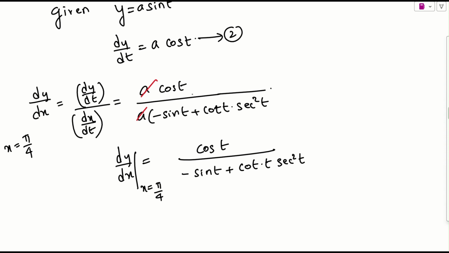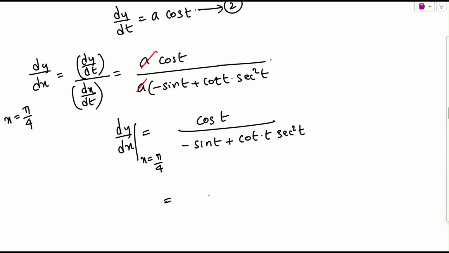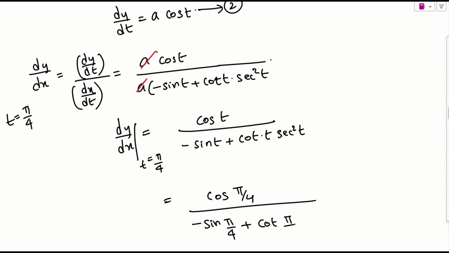Okay. Let us substitute this value. This is nothing but cos. Wherever t is there, we need to substitute pi by 4. This is not x. It should be t. I have forgotten it. So if I take t is equals to pi by 4, which is 45, let me substitute cos pi by 4 by minus sine pi by 4 plus cot 45 degrees into secant square 45 degrees, that is pi by 4.